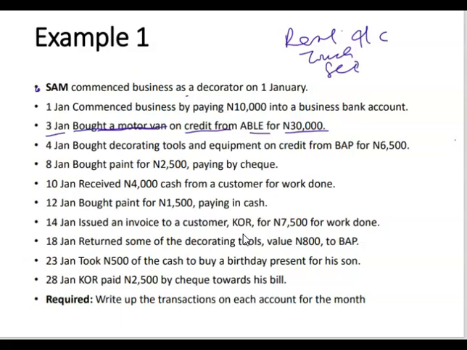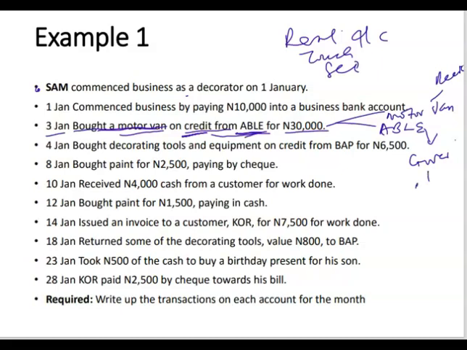When we are talking about real accounts, the real account must be what? Recorded. They must be opened. That means we need a motor van account. And now, Able, because we bought from Able on credit, that means we have not paid. Bought a motor van on credit from Able for 30,000 naira. We have not paid Able. The two accounts involved here are what? Motor van and Able account. The motor van we bought, that means we are receiving a motor van, it is coming into the business. Who gave it out? Able gave it out. That means Able here is the giver, while motor van is the receiver.